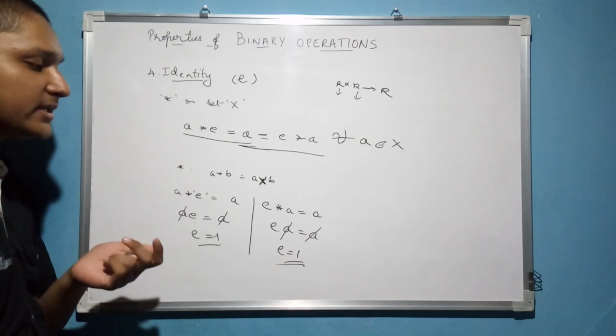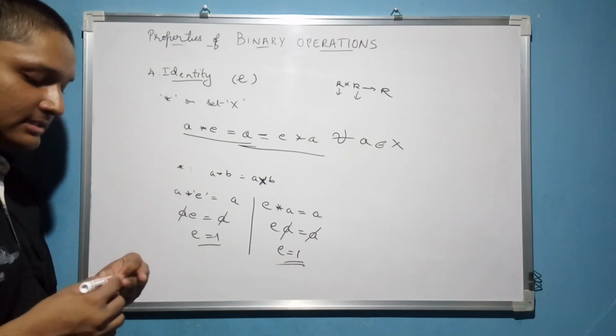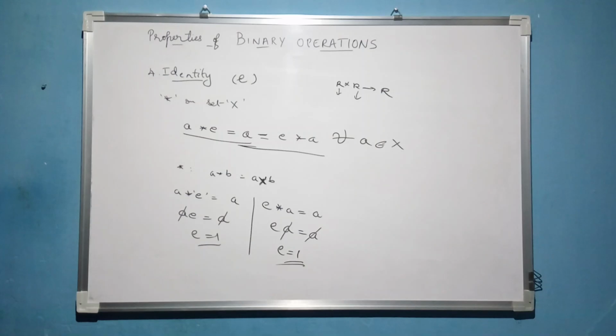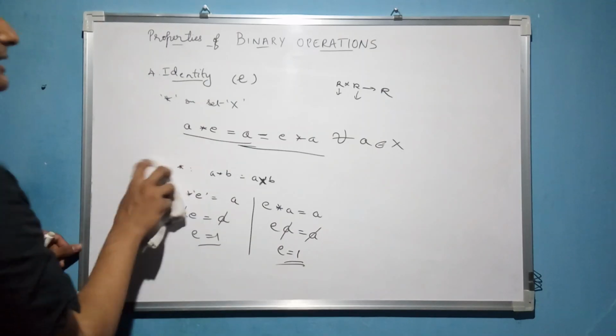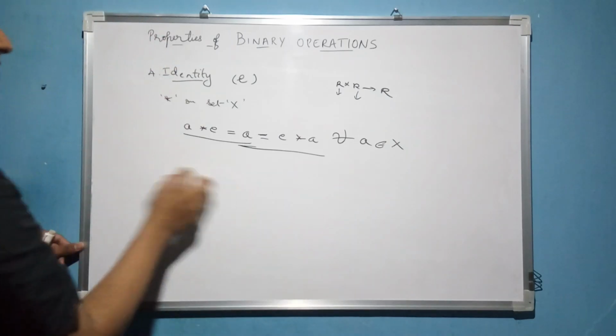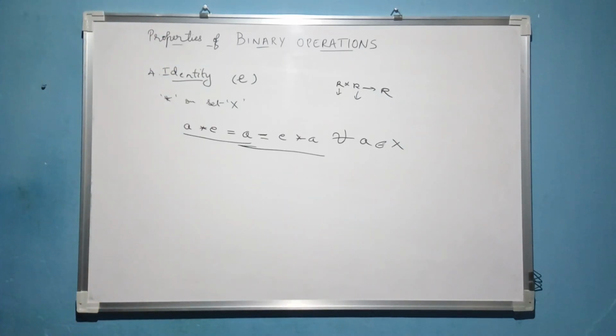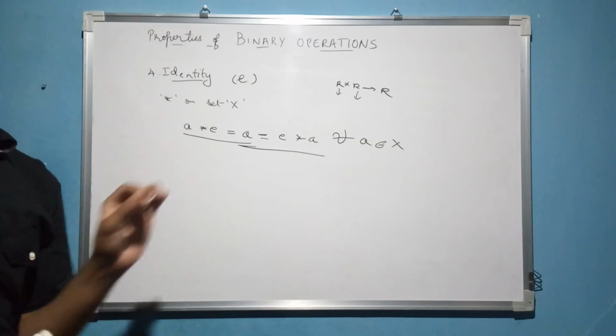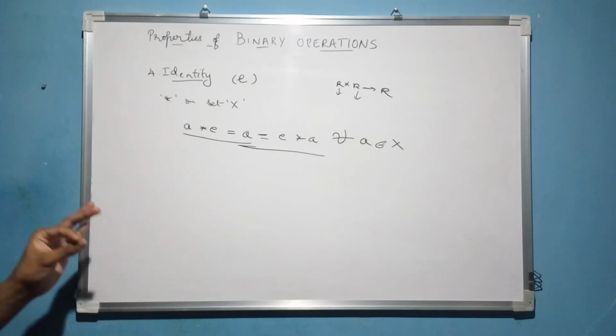Here the operation is multiplication. So we can just tell that it is a multiplicative identity. So let me take some other numbers, some other operation. One more thing you need to take care of here: every binary operation doesn't have an identity.